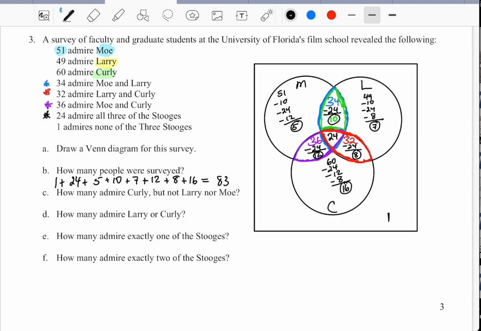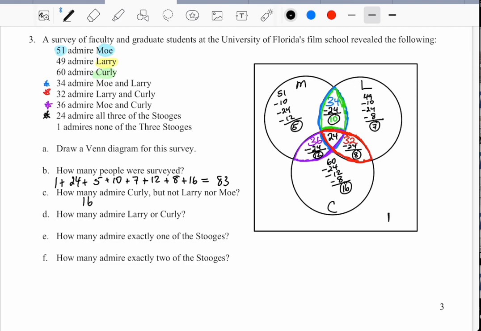All right, so how many admire Curly but not Larry nor Moe? That's basically saying you're living in the Curly category with no overlap, which sounds weird when you say it that way, but that's the 16 individuals that are in the Curly space.